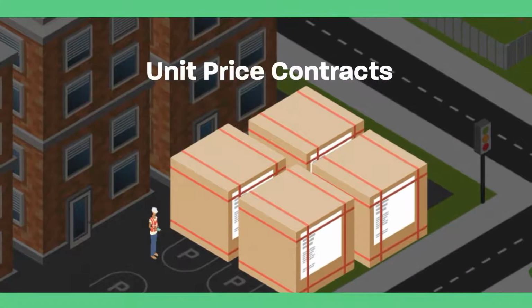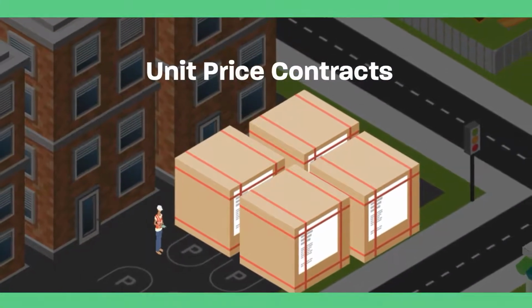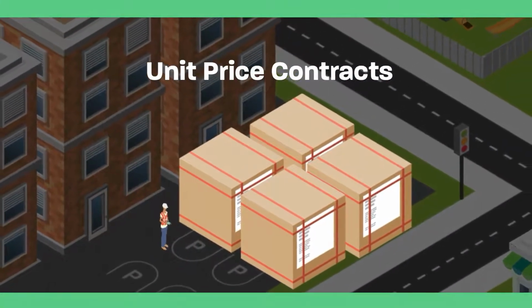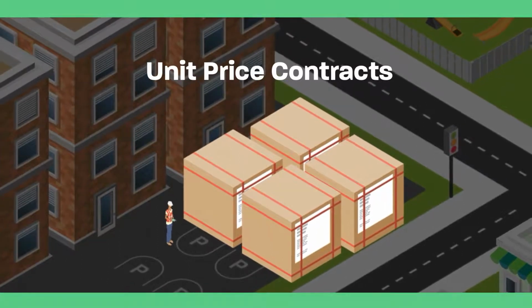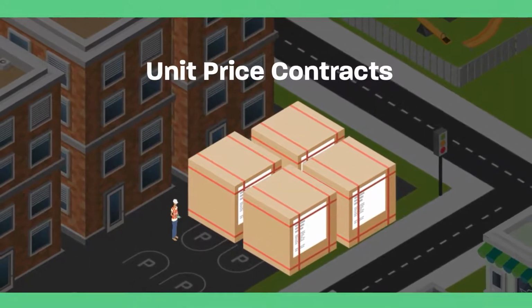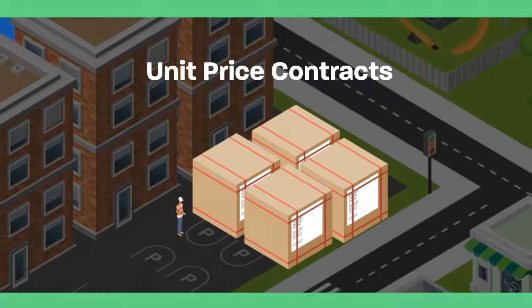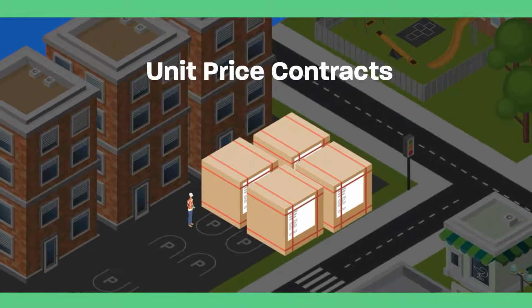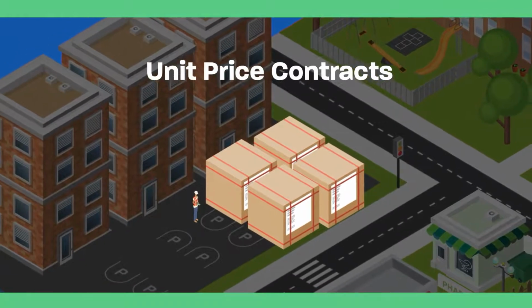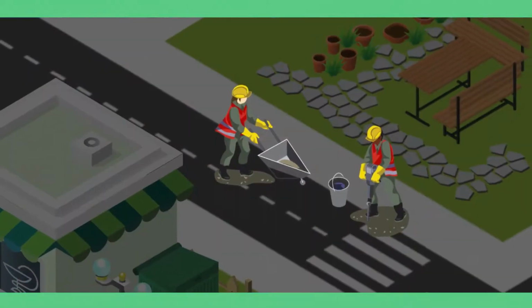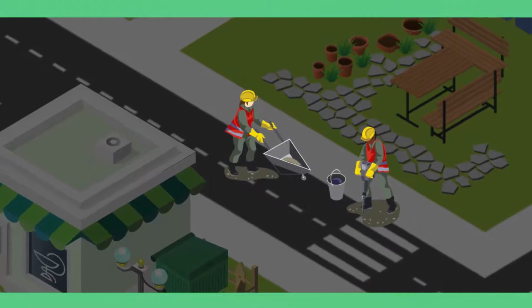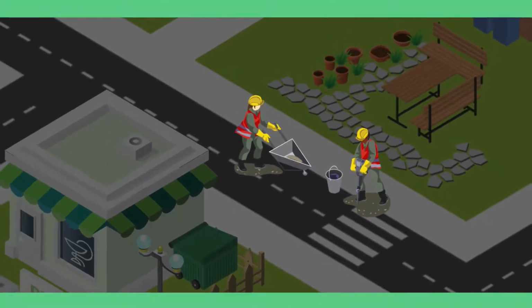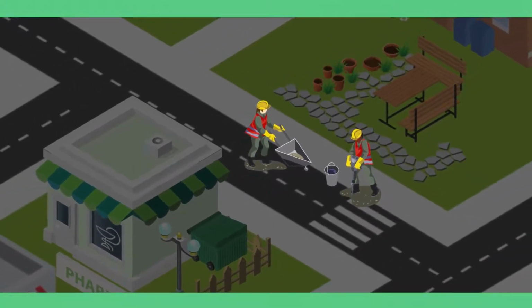The last type of contract we will discuss is a unit price contract. An advantage of a unit price contract is that it is based on estimated quantities of materials, so the grantee has a sense of the overall cost. However, the grantee is only charged for the actual amount of material used. These contracts are best suited to public works and road projects with repetitive and easily quantifiable tasks.